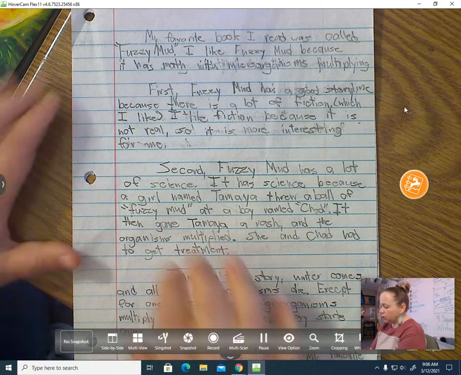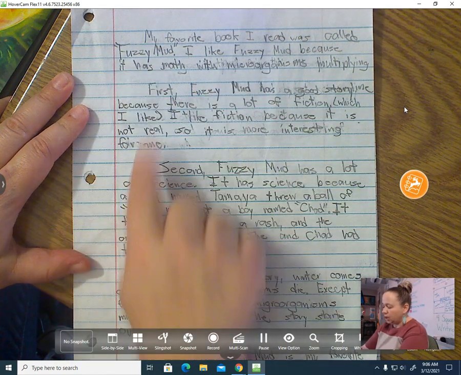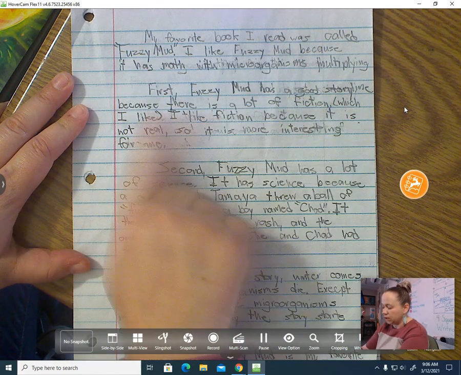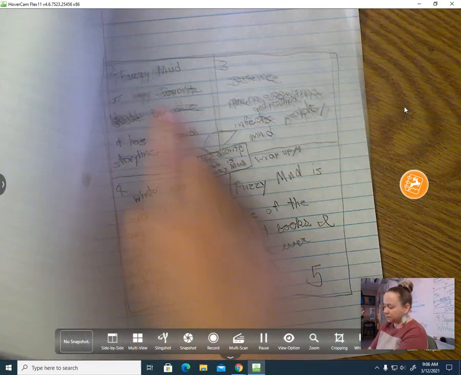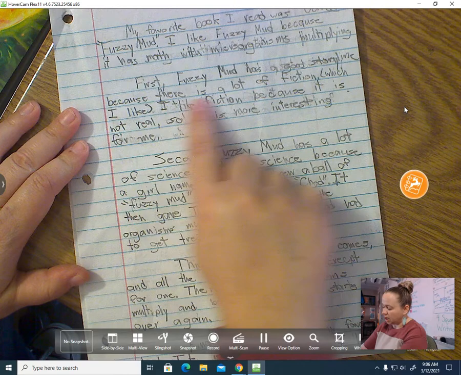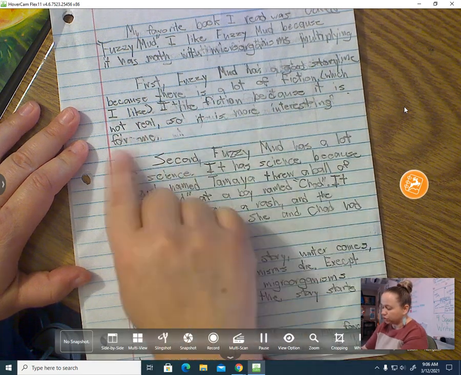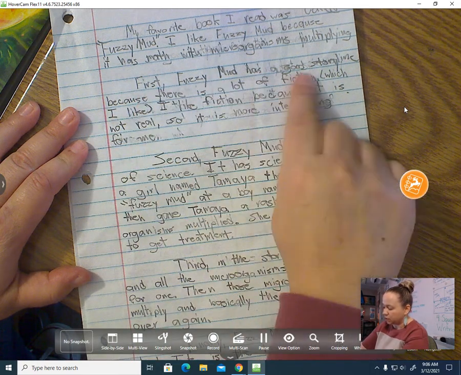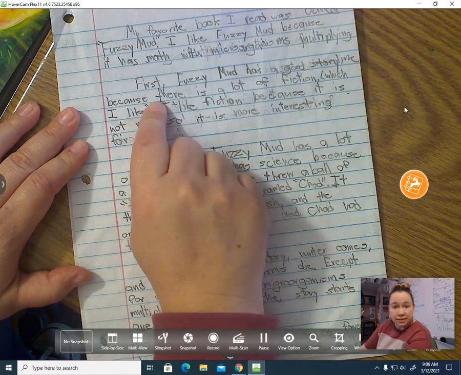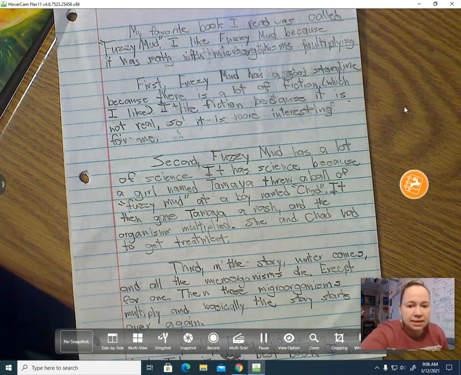So you can see here what this child did was they gave us the overview. "First, Fuzzy Mud has a good storyline." That was their second paragraph here. "There is a lot of fiction, which I like. I like fiction because it is not real, so it is more interesting for me." So I would tell this child to write, "First, Fuzzy Mud has a good storyline," period. Capital letter, second sentence, "There is a lot of fiction," right? That would give us our 3 sentences.